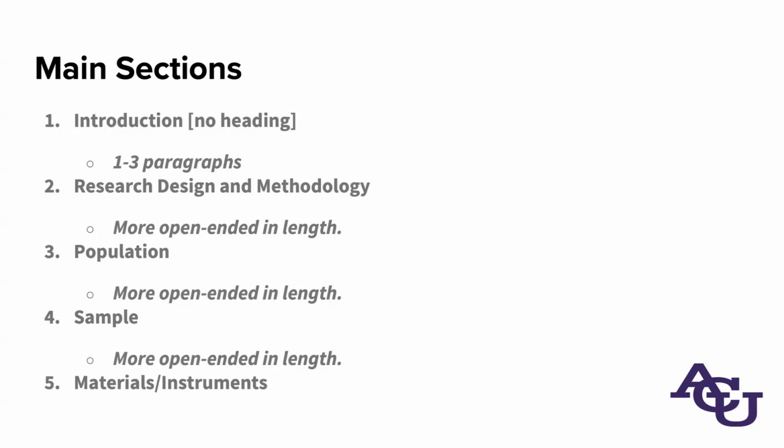Now, both the population and sample sections are open-ended in length. In many cases, 1 paragraph is enough. Sometimes there are some particulars about the whys or wherefores or the constraints with accessing them, especially if you're dealing with a protected population. Now, the materials or instruments, how are you going to be collecting data? For example, a survey instrument, a set of questions that people are asked, that is an example of an instrument. How are you going to collect and analyze that data?